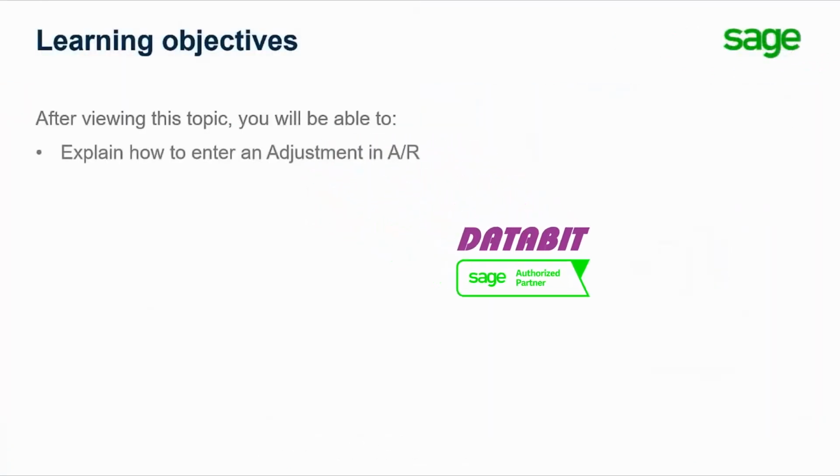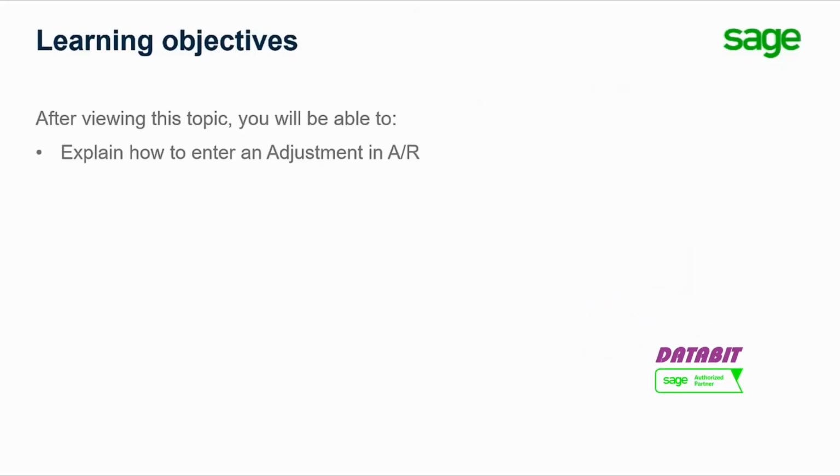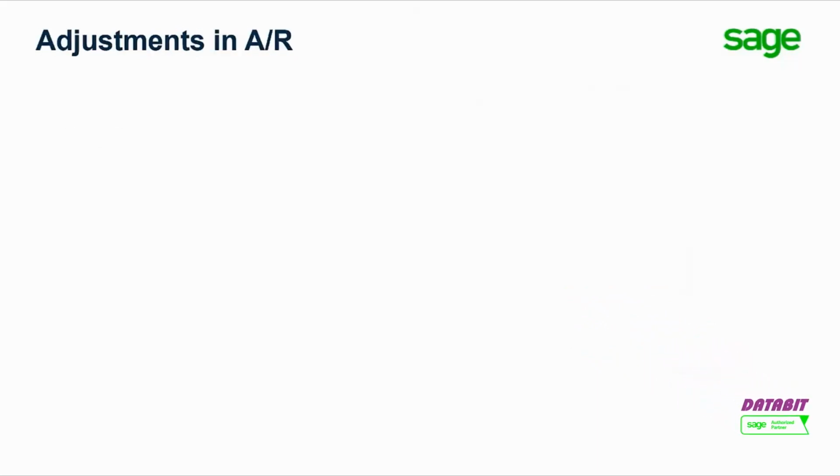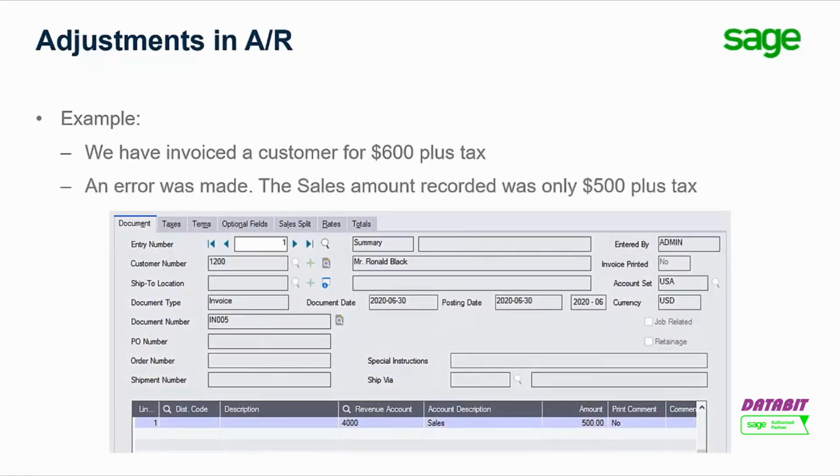Over the next few minutes, we will explain how to enter an adjustment in AR. We will use the following example. Let's assume that we have performed some service work on a client site and have invoiced the customer for $600 plus tax. An error was made when entering the invoice into the system, and the sales amount recorded was only $500 plus tax. We will use the adjustment entry screen to adjust the amount invoiced.